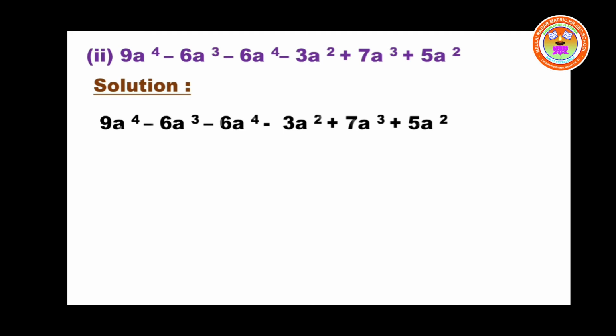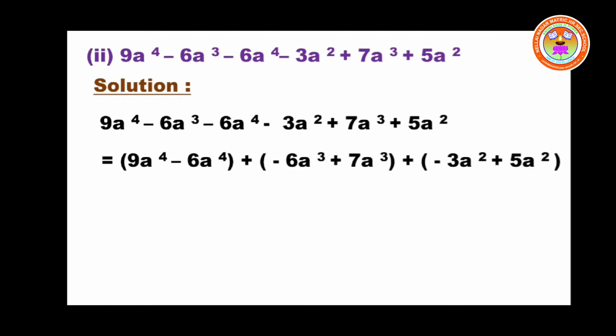What are the terms present here? a power of 4 is one term, a power of 3 is one term, and a power of 2 you have. So I am going to combine the like terms. 9a power of 4 minus 6a power of 4, then minus 6a cube plus 7a cube, then minus 3a square and 5a square I have combined. So 9 minus 6 you will get 3a power of 4, then minus 6 plus 7, plus a cube, then 5 minus 3, 2a square.